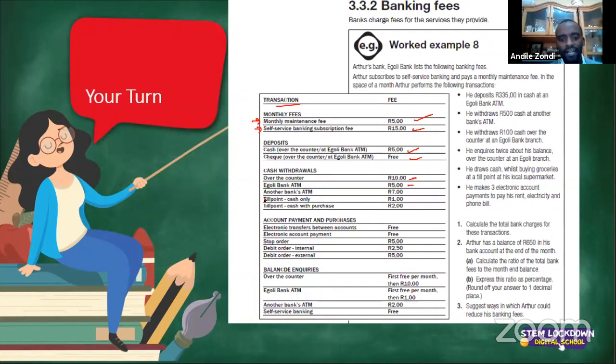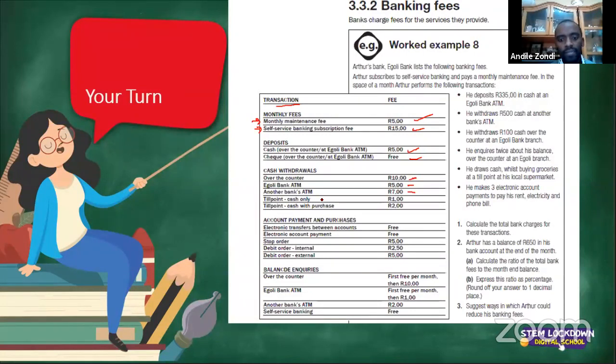Okay, if they are withdrawing at another bank's ATM, remember here, you are able to withdraw money at another bank's ATM. So this person will be charged 7 rand. You always get charged more money for withdrawing money at a different bank's ATM. Okay, till point, this is at your cashier.